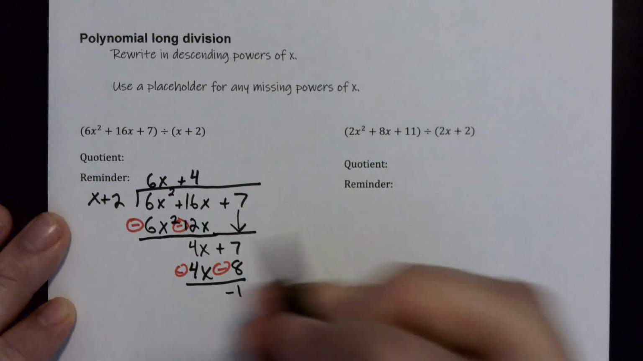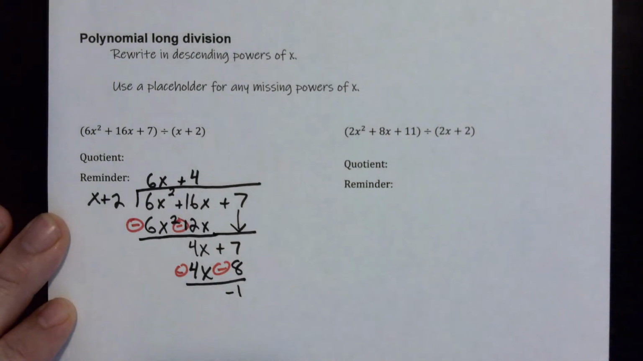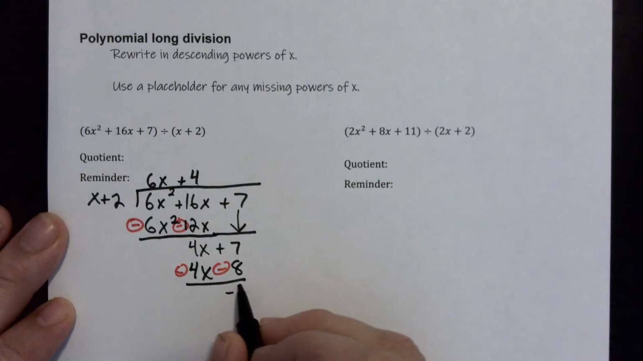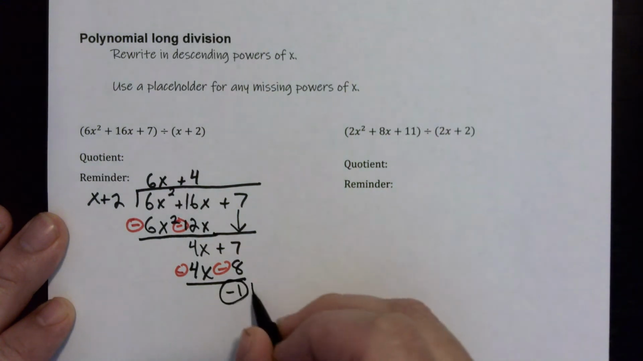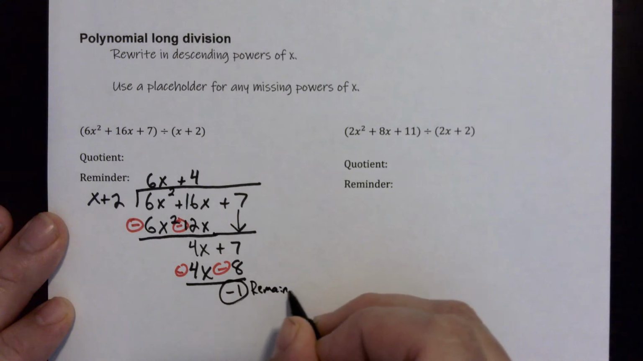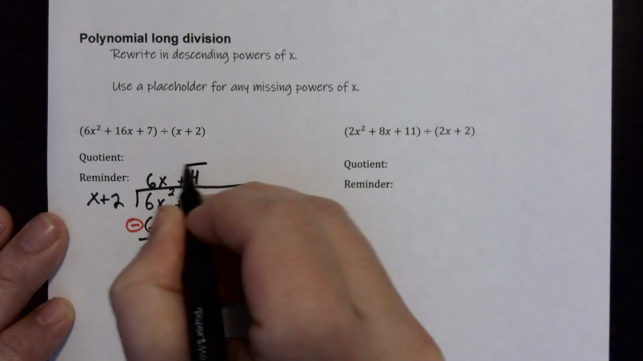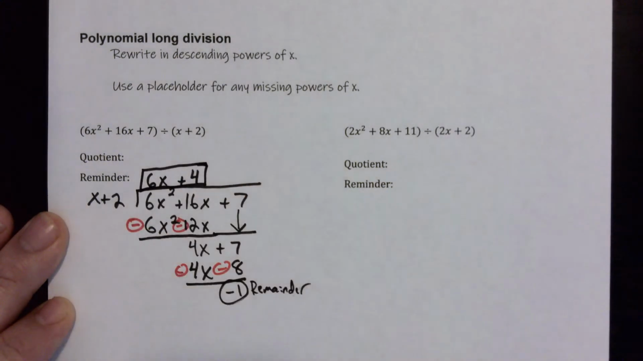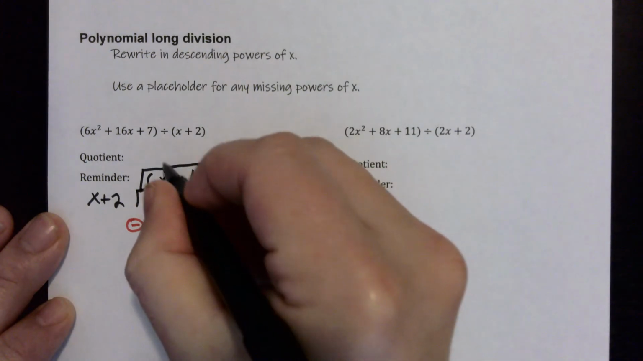Okay, so it says to write the quotient and the remainder. Okay, our remainder is this right here. It's the remainder. And the quotient is this right here. Okay, so this is the quotient.